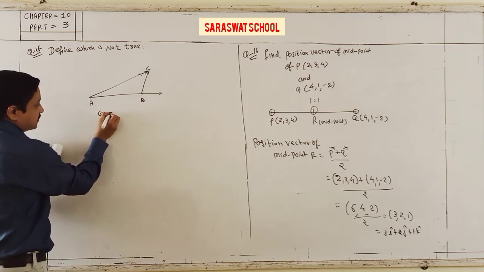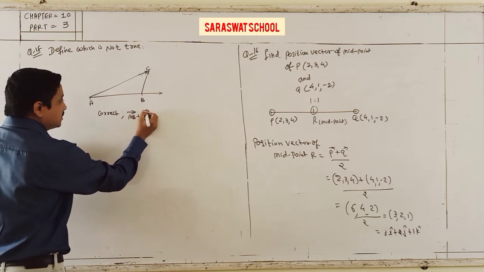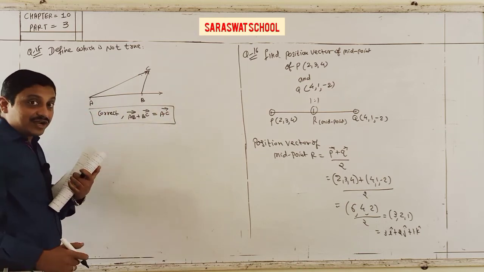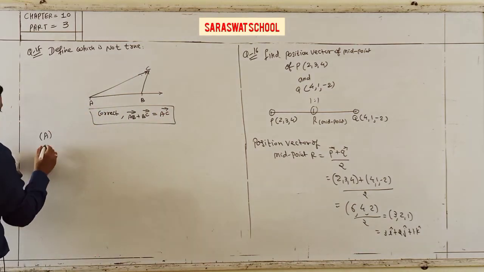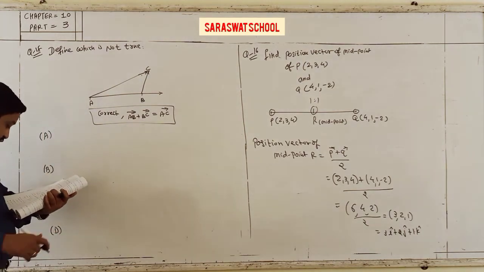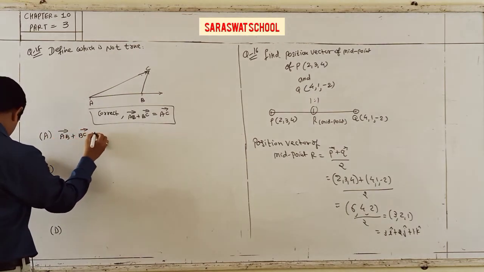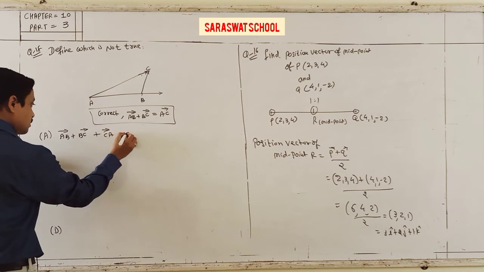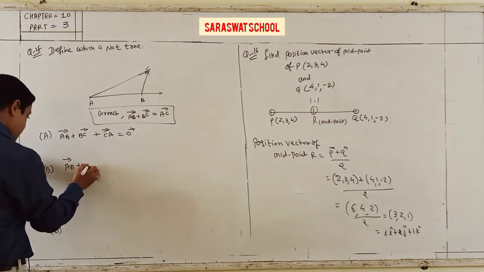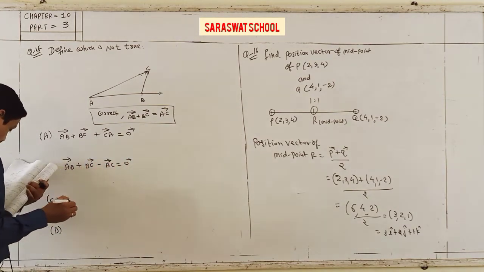Yes, correct is AB plus BC is equal to AC. That's the correct one. But now I define option-wise. There are 4 options, so I write down all 4 options. First option is AB plus BC plus CA, this is 0 vector. Second, AB plus BC minus AC, 0 vector.